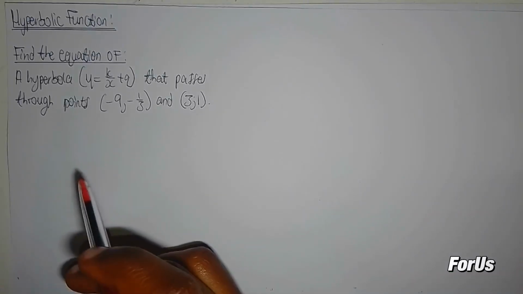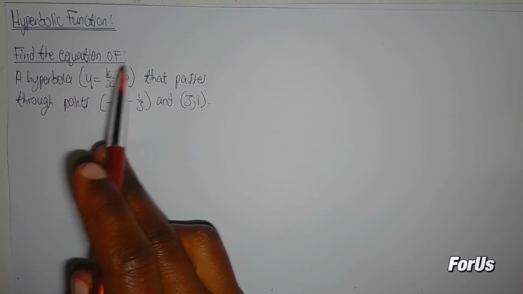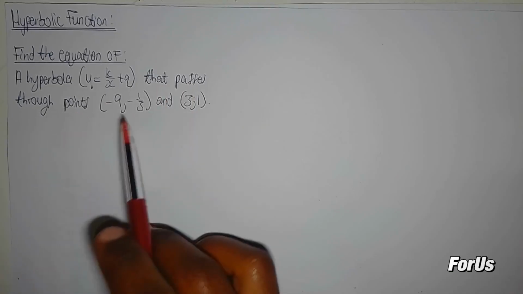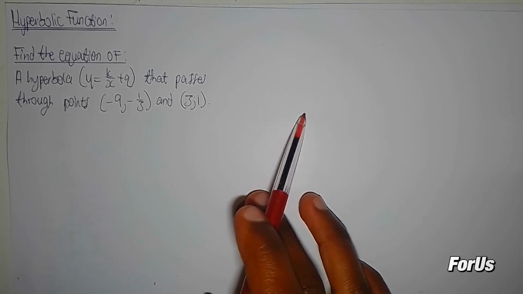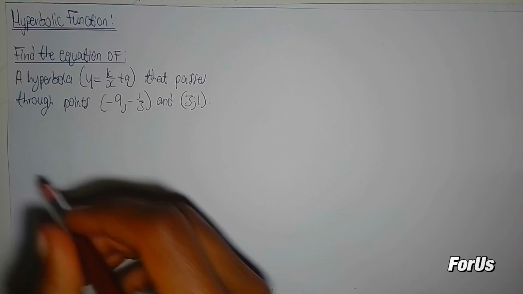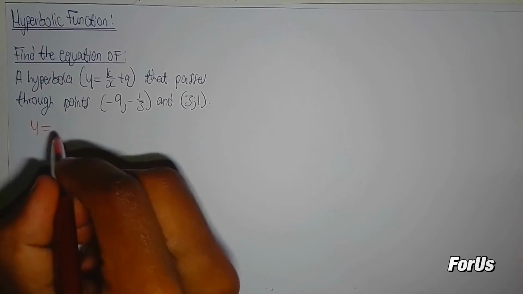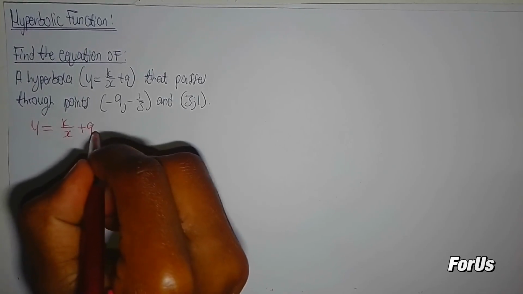Let's look at this hyperbolic function question. It says find the equation of a hyperbola that passes through this point and this point. To find the equation, you're going to use this formula. You're going to say y is equal to k divided by x plus q.